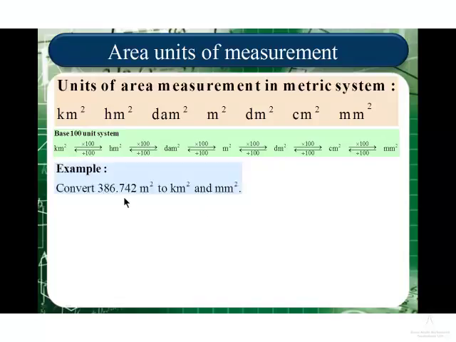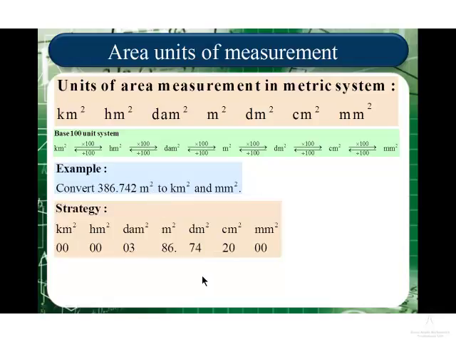So let's have a look at an example where we convert from square meters to square kilometers, and after that to square millimeters. Question is, how do we represent this particular given measurement, 386.742 square meters, in relation to the other units of area measurement in the metric system? Here we show how to do that.